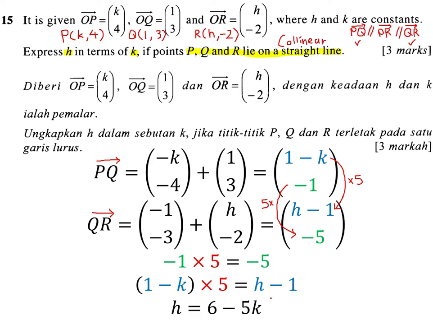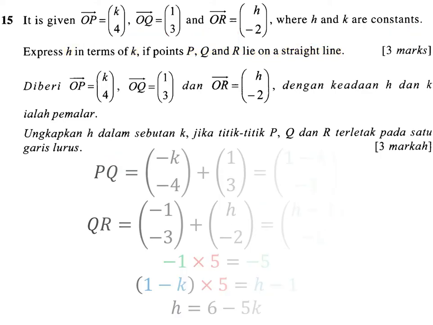So you can see in this question, the most important part is you have to identify which 2 vectors you want to refer to here. The ones I use here are PQ and QR. Actually, you can refer to PR also, you will get the same answer. It's just that in the vector PR, you will have 2 unknowns inside, so things will look a little bit complicated.